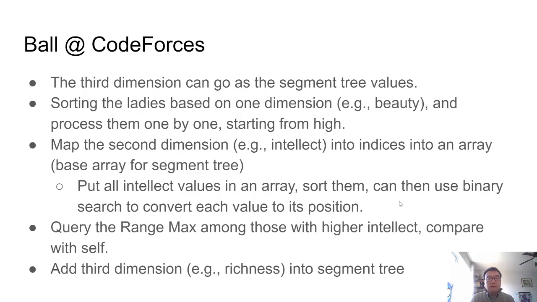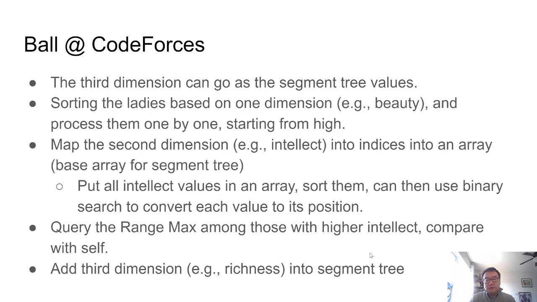We sort the ladies based on 1 dimension. Let's say based on beauty, from high to low. And then we will process them one by one. Then we map a 2nd dimension into indices, into an array. This will be the base array for the segment tree. We can do that by putting all the intellect values in the data into an array. We sort them, and then given any value, we can use binary search to find the index. So we can convert each value into an index into the array. Now, what we are going to do after querying is put the 3rd dimension into the segment tree.